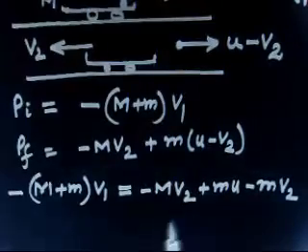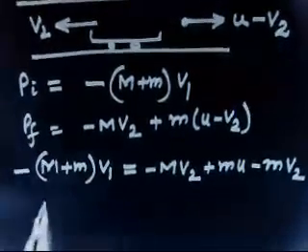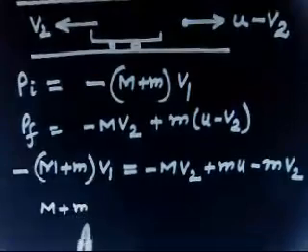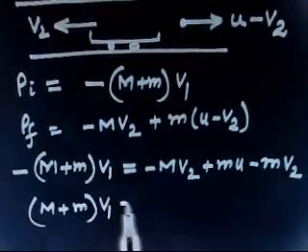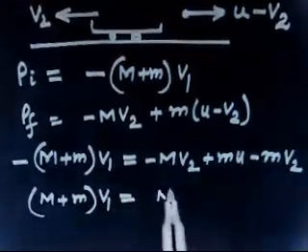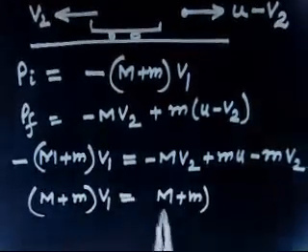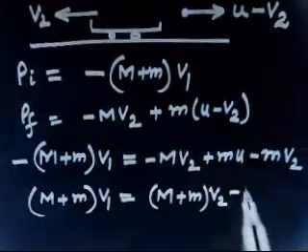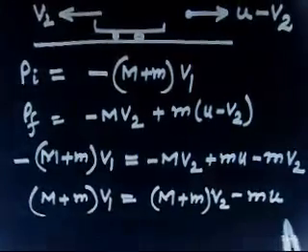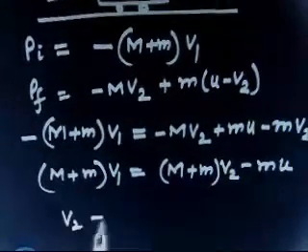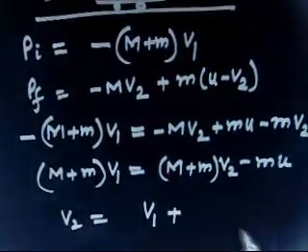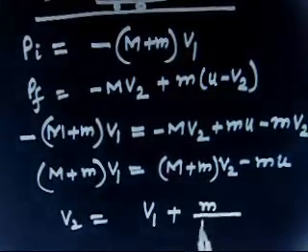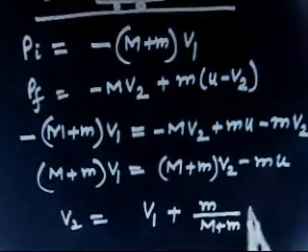Now if I take (M plus m) v2 common, I will have (M plus m) v1, and if I cancel the minus sign, I am doing it in one step. I think you can understand. (M plus m) v2 minus mu. So v2 will be simply v1, this will be divided, so v1 plus, and this goes this side, so m by (M plus m) into u.